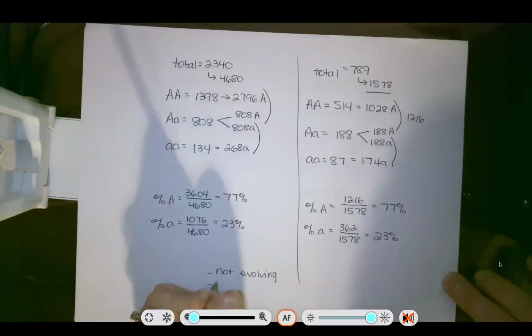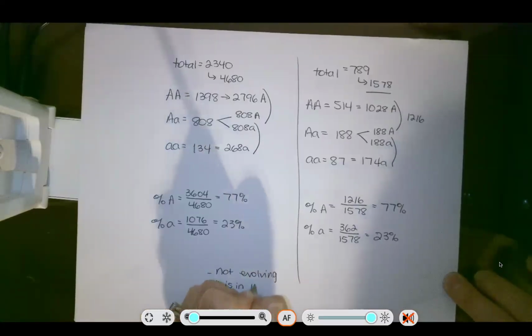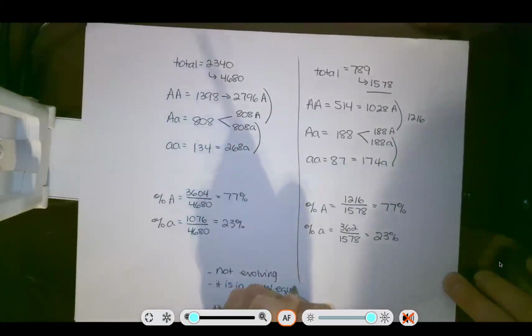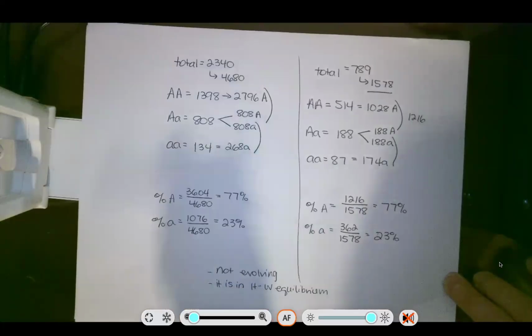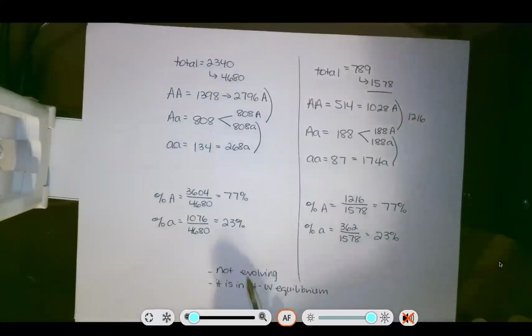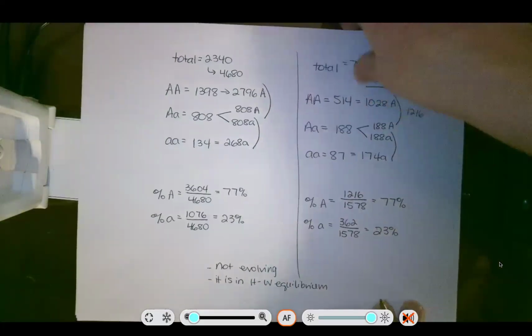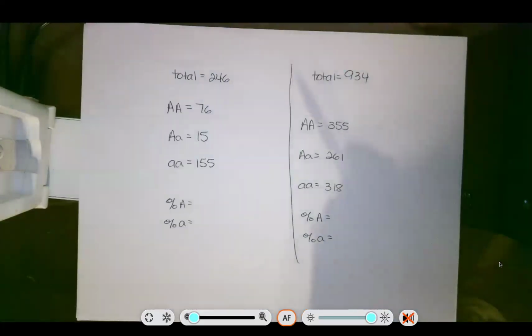Or you could say it is in Hardy-Weinberg, I'll abbreviate that, equilibrium. Okay? Because evolution and Hardy-Weinberg equilibrium are opposites. All right, so let's look at another population.